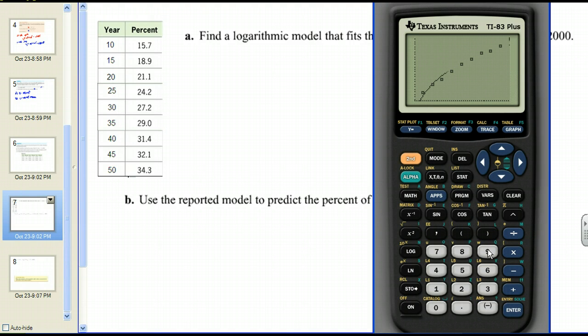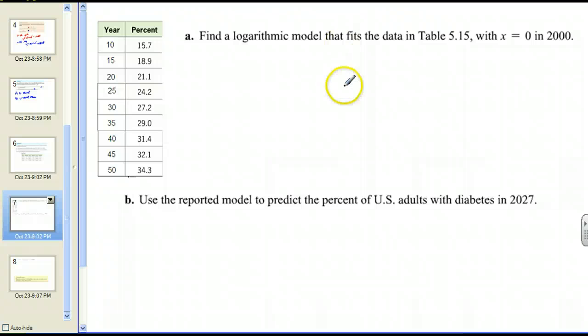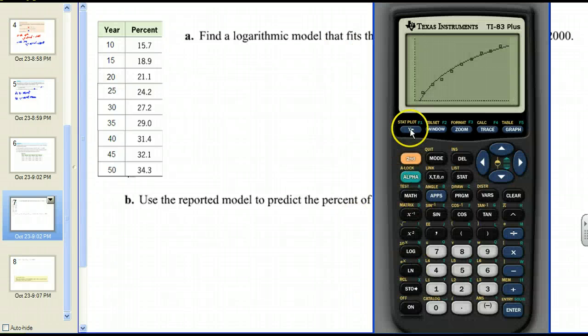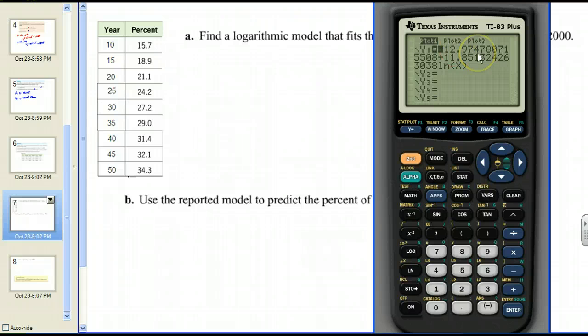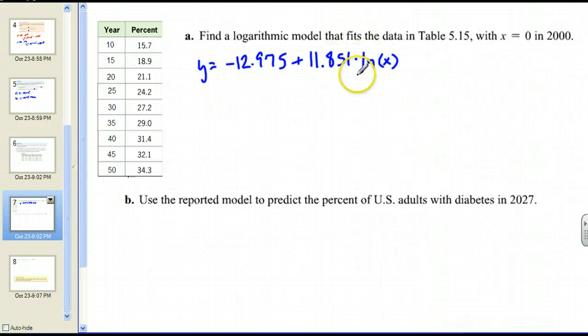Alright, there's our data set. There comes our log model. It hits most of the points fairly closely, kind of misses a couple here and there, but still that's a really good fit. It's a good model, could predict the values pretty well. So part A wants us to find the log model that fits the data. Just round the values in your y equals screen to 3 decimal places, or however many you're asked to. That gives me a 5 here, 11.851, rounding to the 3rd decimal place, times the natural log of x. So there's my first model.